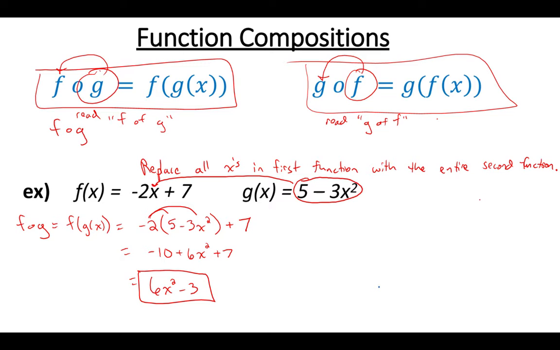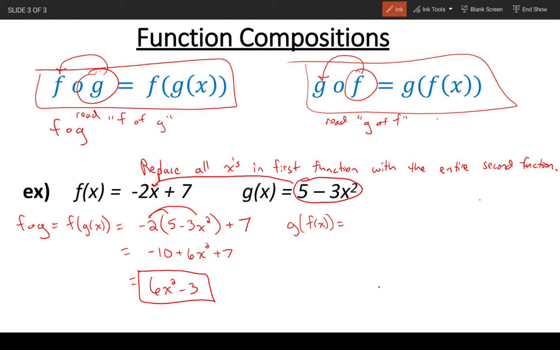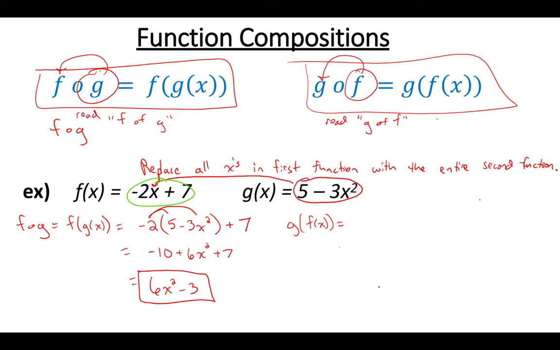This could also work the opposite way, g of f of x, where we would take all of f and plug it into g. Switch colors here. So in this case, we're going to take all of f and plug it into the x there in g. So it becomes 5 minus 3, parenthesis, negative 2x plus 7, quantity squared.